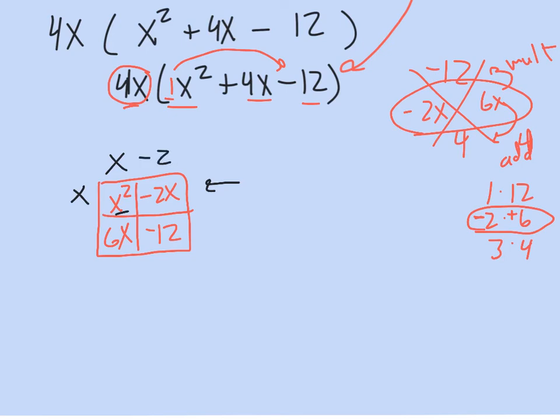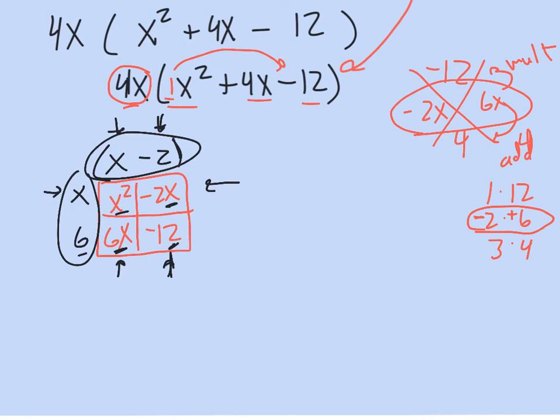And negative 2 times this x will give me the negative 2x. So that's my first factor, or I'm sorry, x minus 2. Okay? But what are we going to multiply x by and negative 2 by to get these two terms, 6x and negative 12? Well, x times 6 would give me the 6x right here. And then this 6 times this column, which is the negative 2, will give me the negative 12. So these are my answers right here for this.